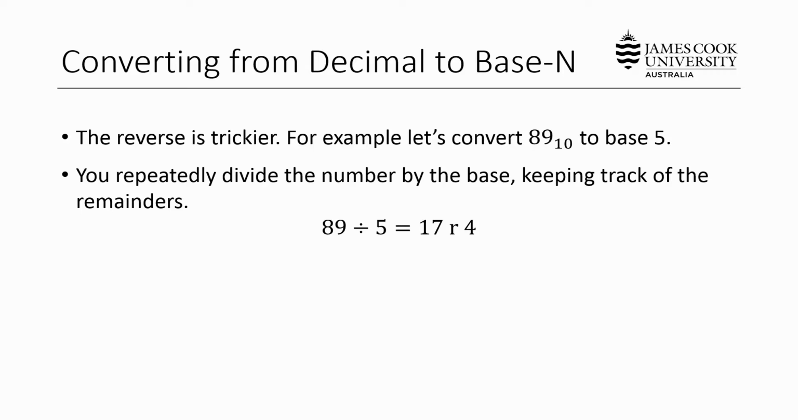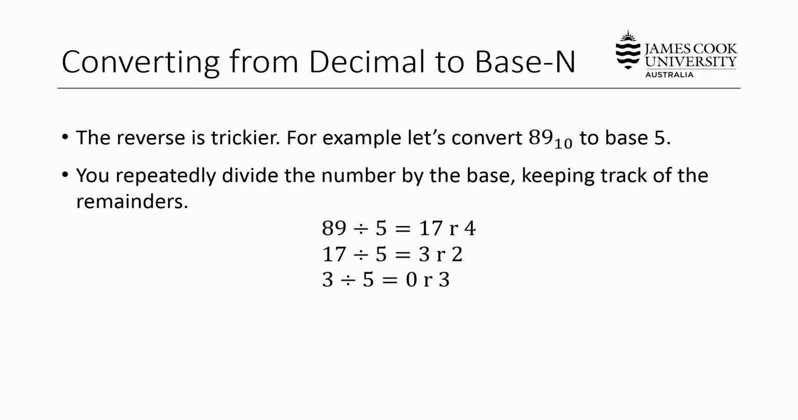The result is 17 with a remainder of 4. That's telling us that we can place 5 into 89 17 times, and we'll have 4 left over, right? So then we just take the number 17 and divide it by 5. The result is 3 with a remainder 2. Then we take that 3, divide it by 5. It gives us 0 with a remainder 3.